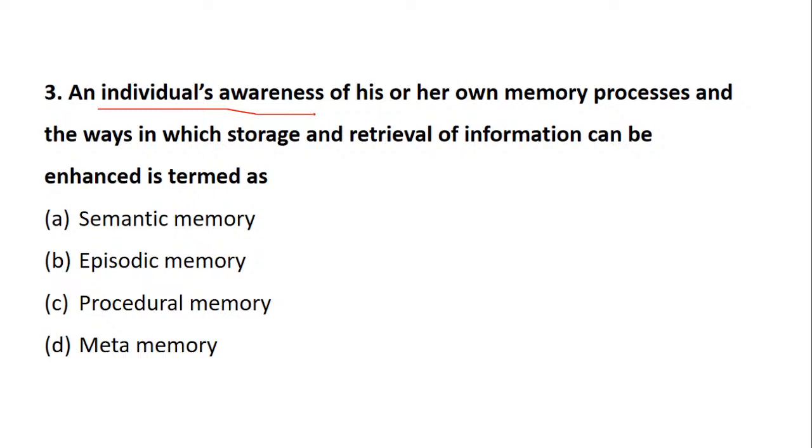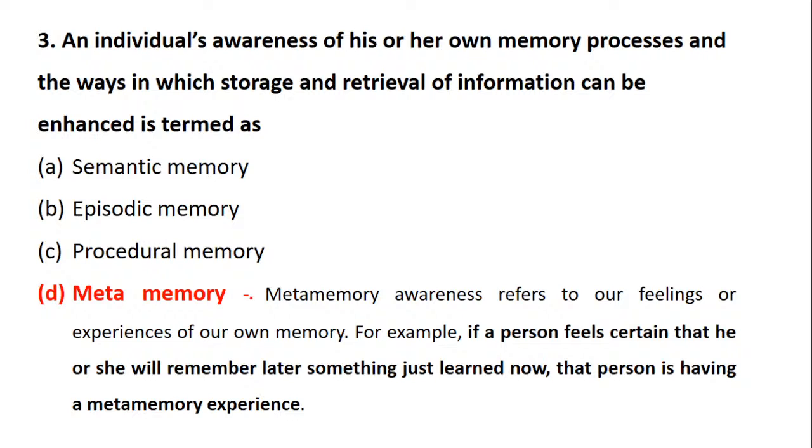An individual's awareness of his or her own memory process. That is the way we process our memory, the awareness which we have, and based on which we do storage and retrieval of information. It is called metamemory. Metamemory is defined as the awareness of our feelings and experience of our own memory. For example, if a person feels certain that he or she will remember later something just learned now, that person is having a metamemory experience.